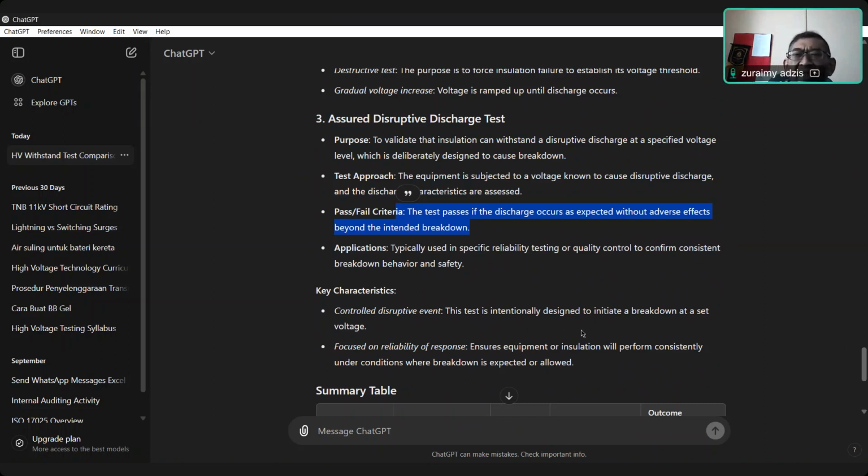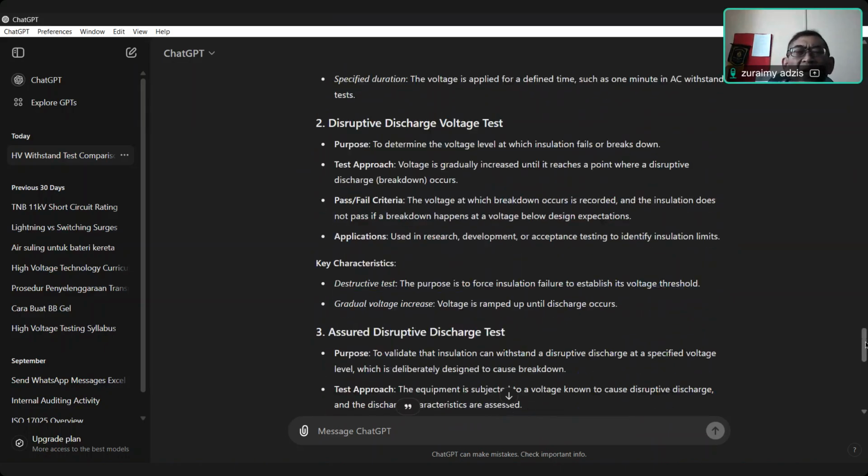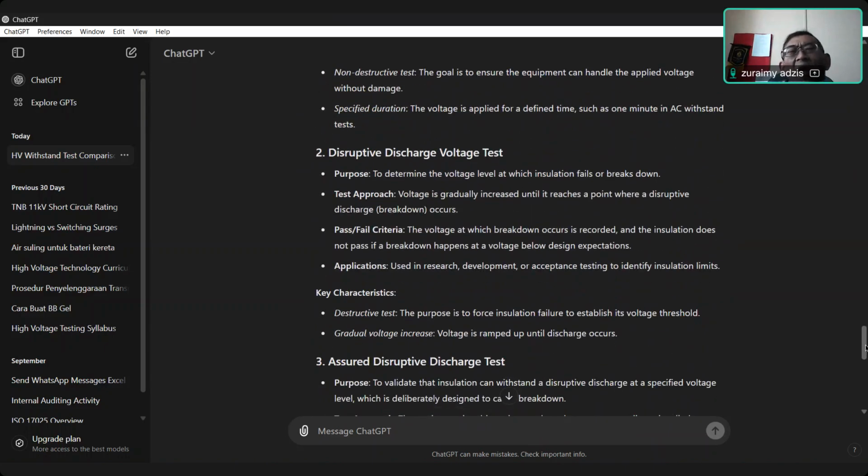This test is intentionally designed to initiate a breakdown at a set voltage. Focus on reliability of response. It ensures equipment installation will perform consistently under conditions where breakdown is expected or allowed. So for test number 3, you want the insulation to break down. For number 2, you don't want the insulation to break down, but you want to know how high a voltage it can withstand, exactly before it breaks down.